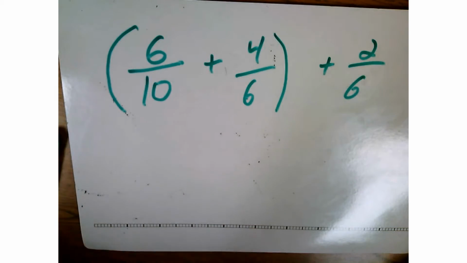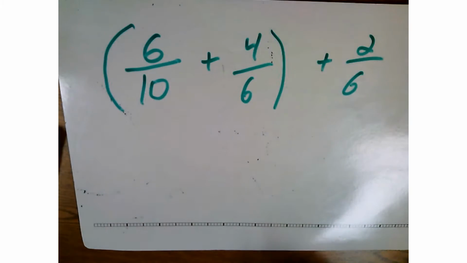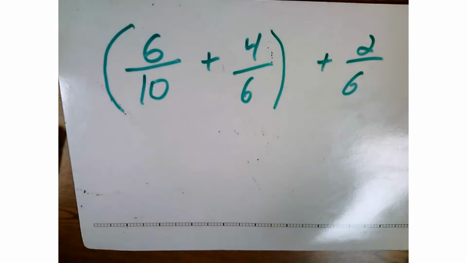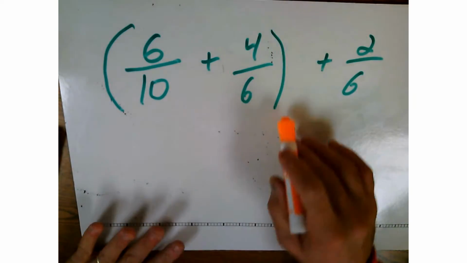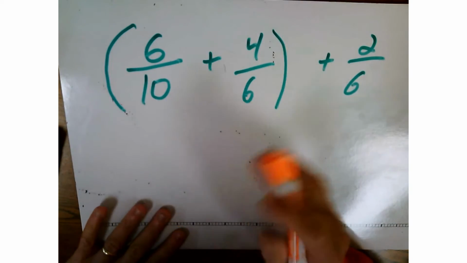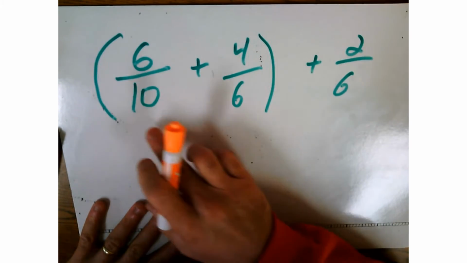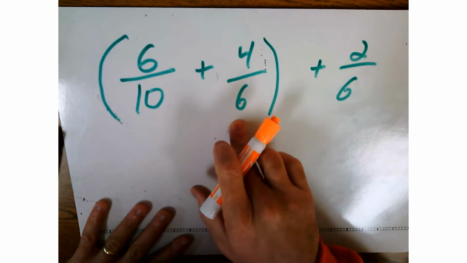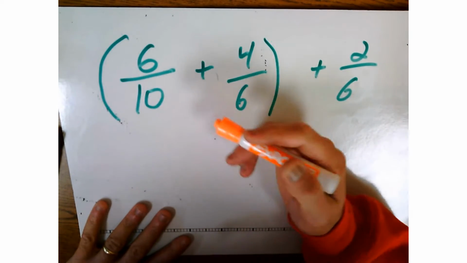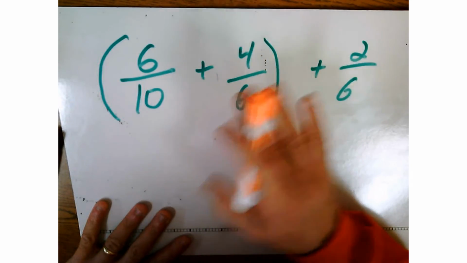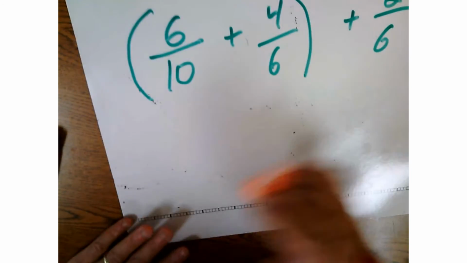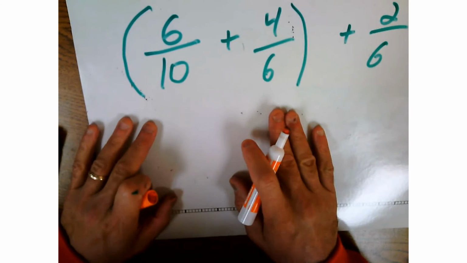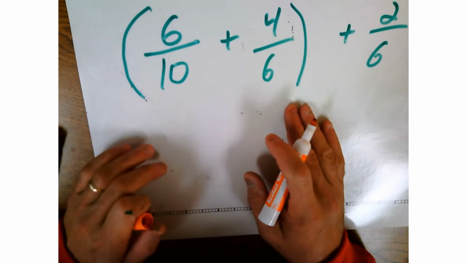Here's a good example of where you definitely want to use the associative property of addition. Now look at this fraction problem. I'm adding 6/10 plus 4/6 plus 2/6. Now this one looks difficult to me because I don't like the looks of this. I see that I don't have a common denominator. I'm going to have to find an LCM. Now I could do all my LCMs and everything. Or I could say to myself, wait a second. If I just change the grouping of this problem, I can make life much easier.